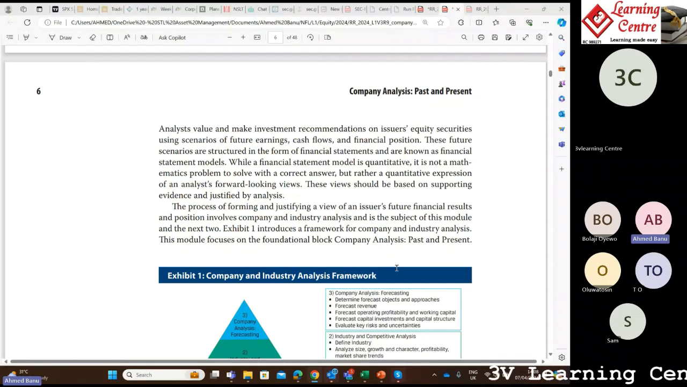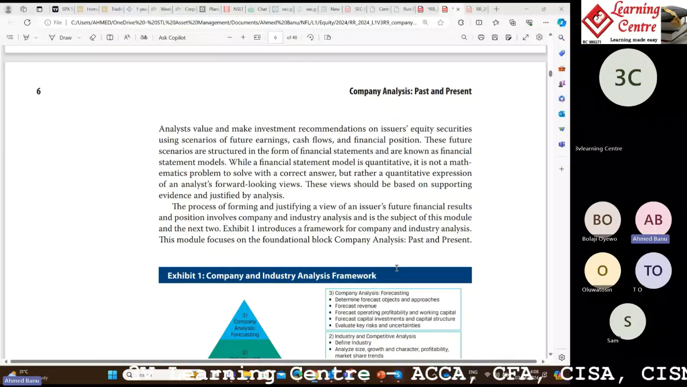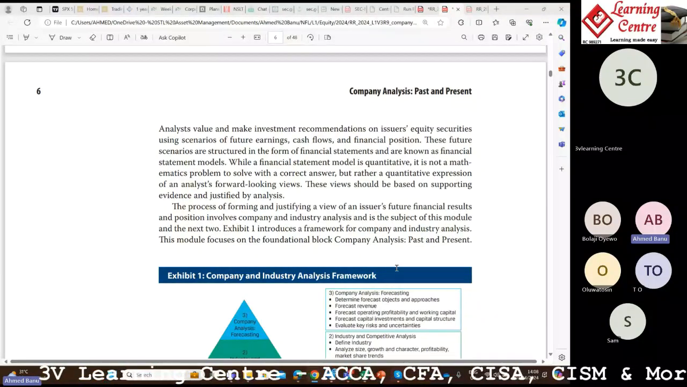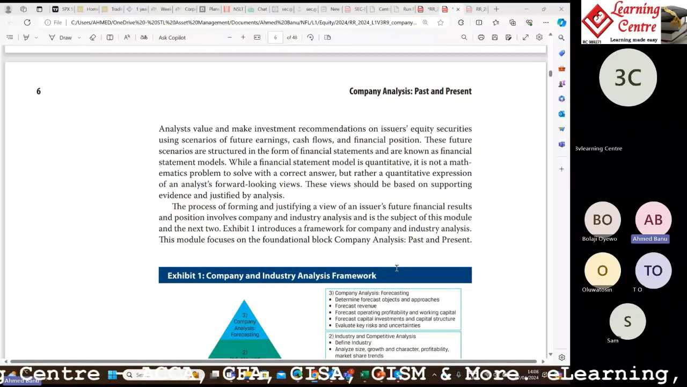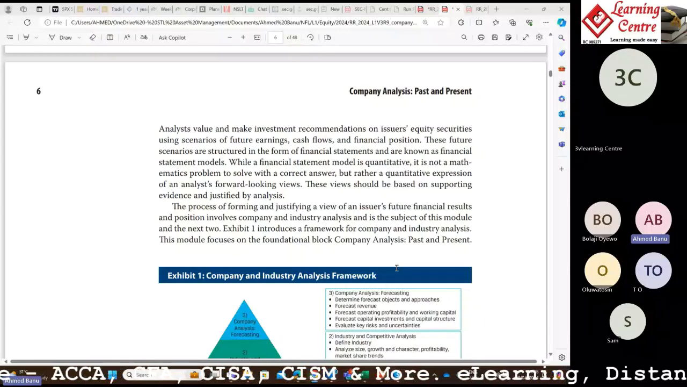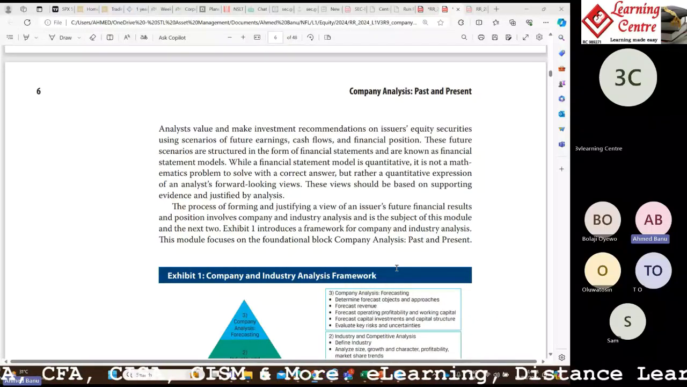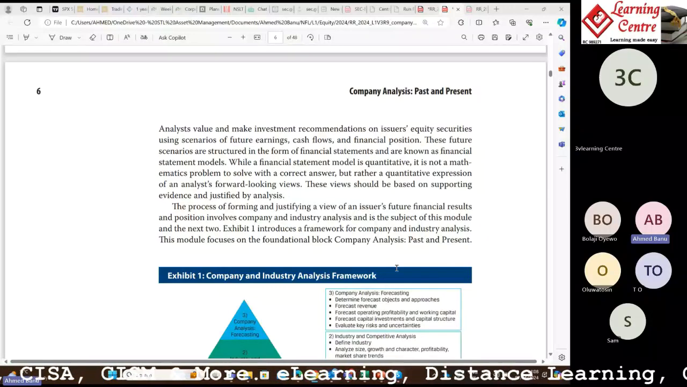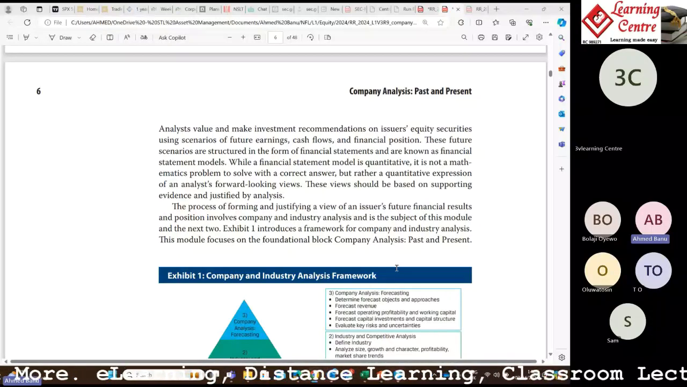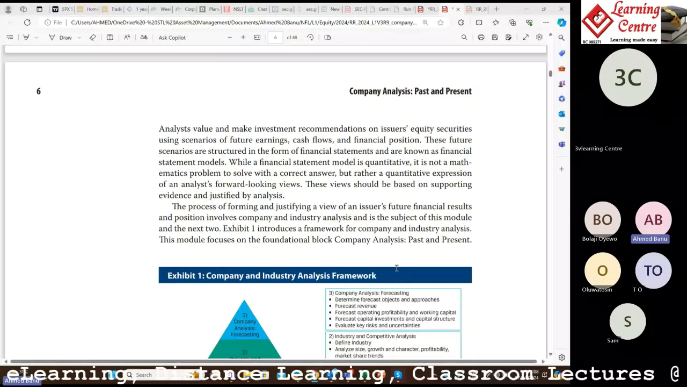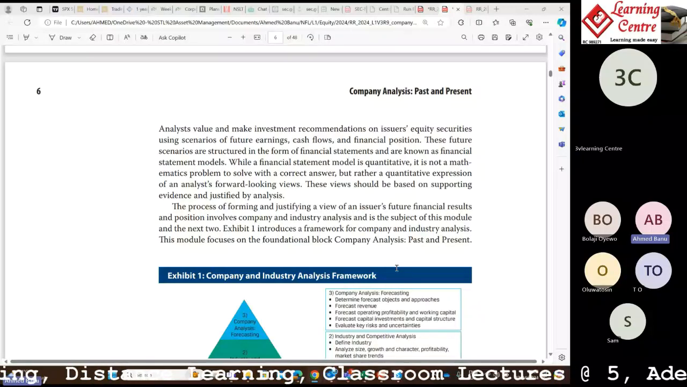Now, the process of forming and justifying a view of an issuer's future financial results and position involves company and industry analysis, and is the subject of this module and the next two. So we're going to start with this today, and in the next class, most likely next week, we're going to focus on the other two, such that after that we're going to have one more class where we wrap up equity investment. The exhibit below introduces this framework for company and industry analysis.